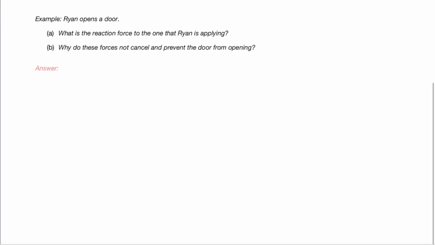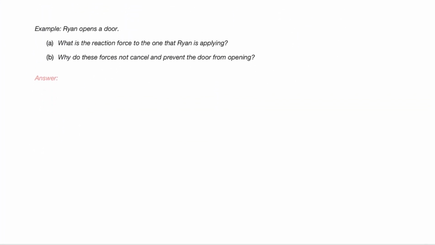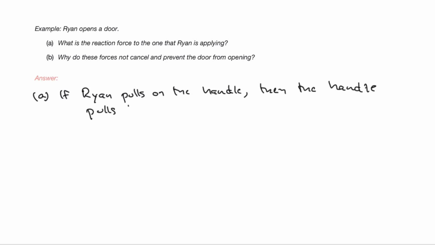This one will examine more action-reaction pairs. In this case, what we're examining is a simple situation of Ryan opening a door. And so Ryan pulls on the door to open it, and the question is, what is the reaction force to the one that Ryan is supplying? Well, if Ryan pulls on the handle of the door, then the handle pulls back on Ryan. And so just as in Newton's third law, there are two forces, same magnitude and opposite direction.